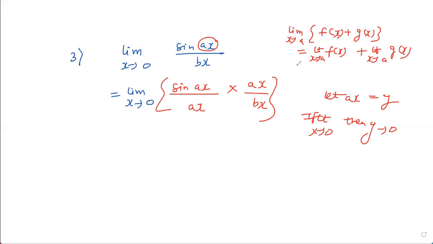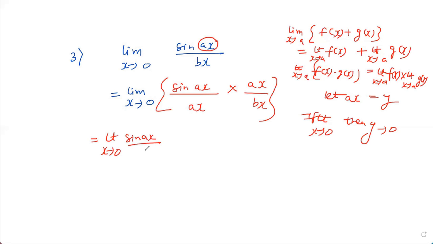What I'm trying to tell is this: limit x tends to a of f(x) into g(x) is the same as limit x tends to a of f(x) into limit x tends to a of g(x). The same thing is also applicable in case of division as well. So we are going to apply that concept here. If I separate, then limit x tends to 0 of sin ax by ax, and here x and x are already cancelling out, into limit x tends to 0 of a by b.